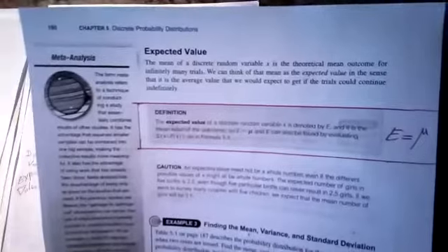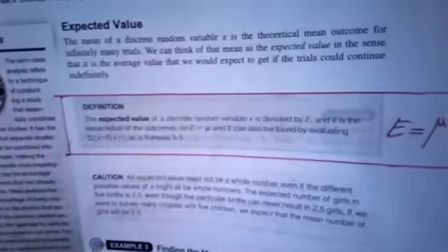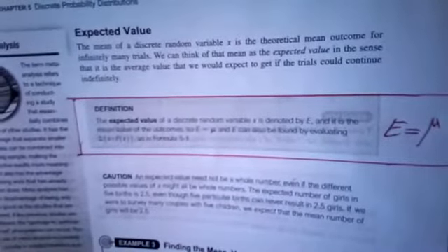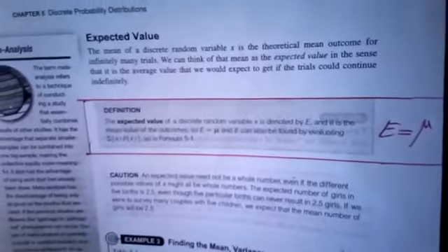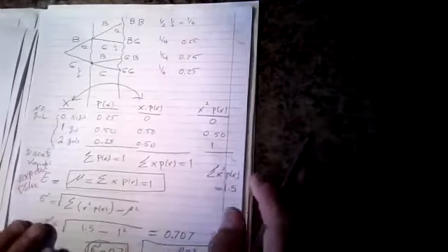Now, we have a definition, they call it expected value. When you do the probability distribution, the expected value of a discrete random variable is denoted by E, which is the average. What we have as a mean in this section, they call it expected value, which is basically the mean. Now, I made an example here to show you where we use all this.